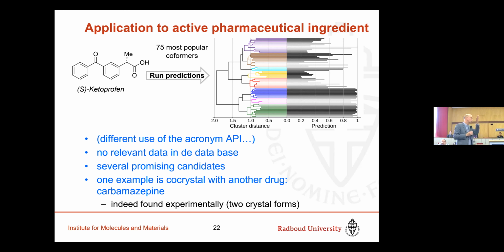And we found 2 crystal forms, 2 polymorphs, because what I've been talking about now is simply whether you have the existence of a co-crystal, not whether you have different polymorphs or not. This is not something we put in the training at all.